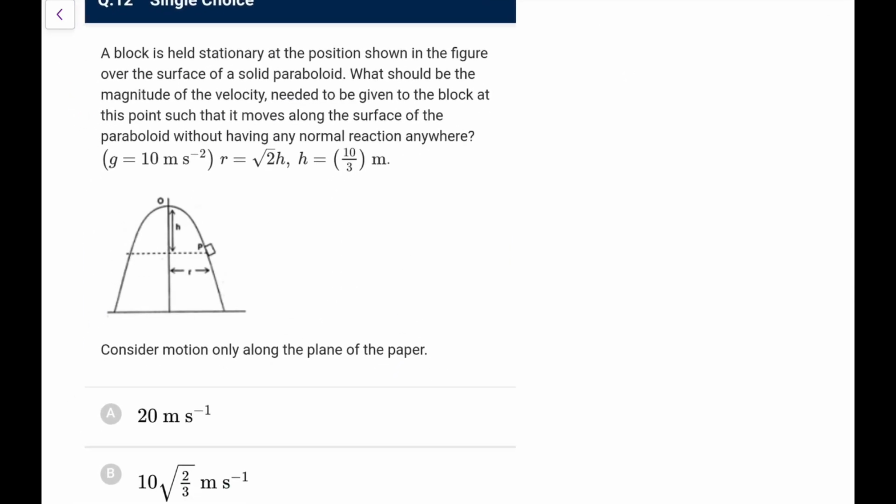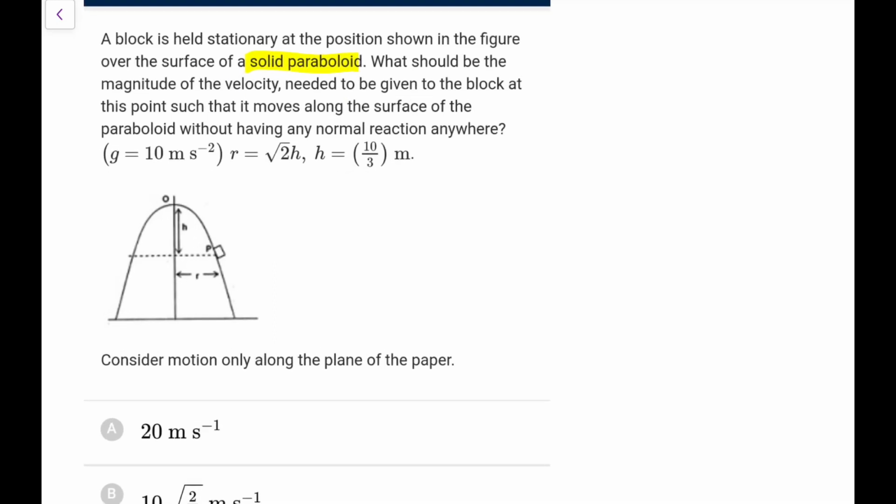A block is held stationary at the position shown in the figure over the surface of a solid paraboloid. What should be the magnitude of the velocity needed to be given to the block at this point such that it moves along the surface of the paraboloid without having any normal reaction anywhere?